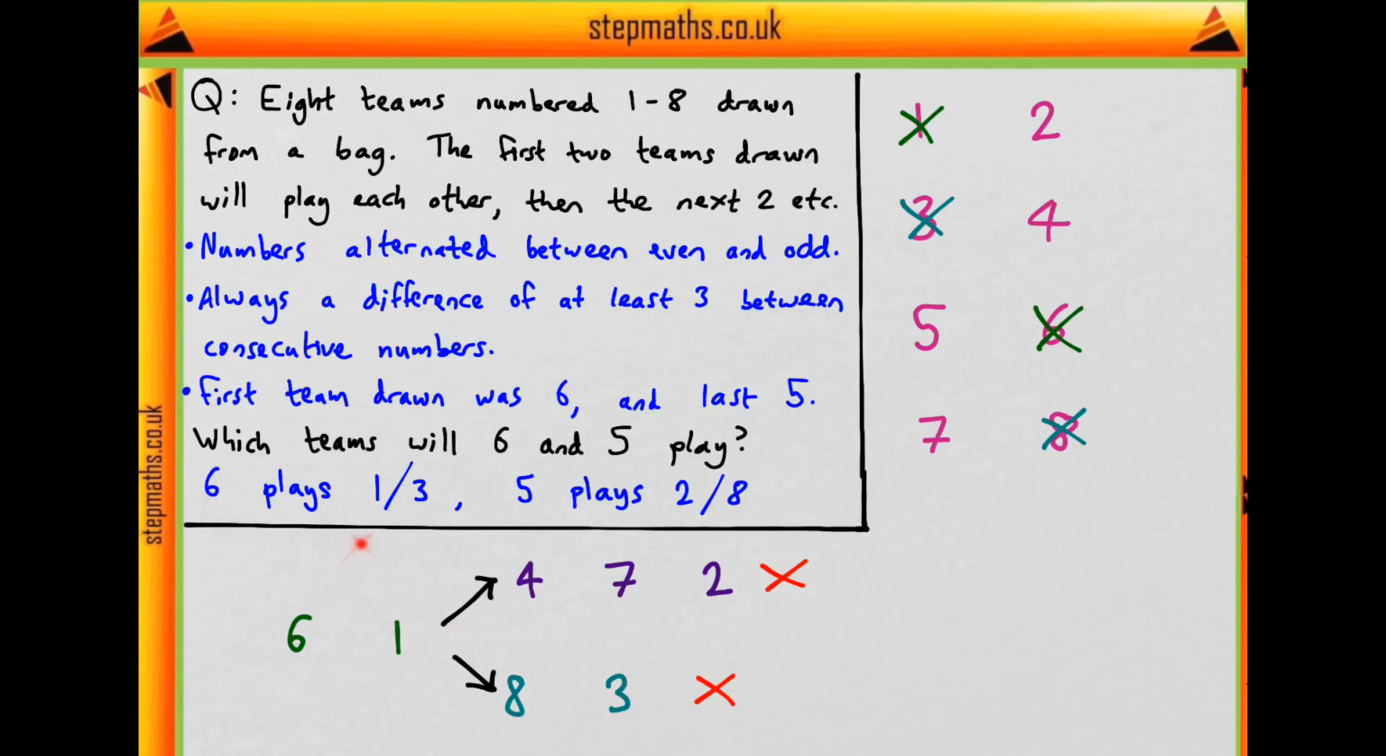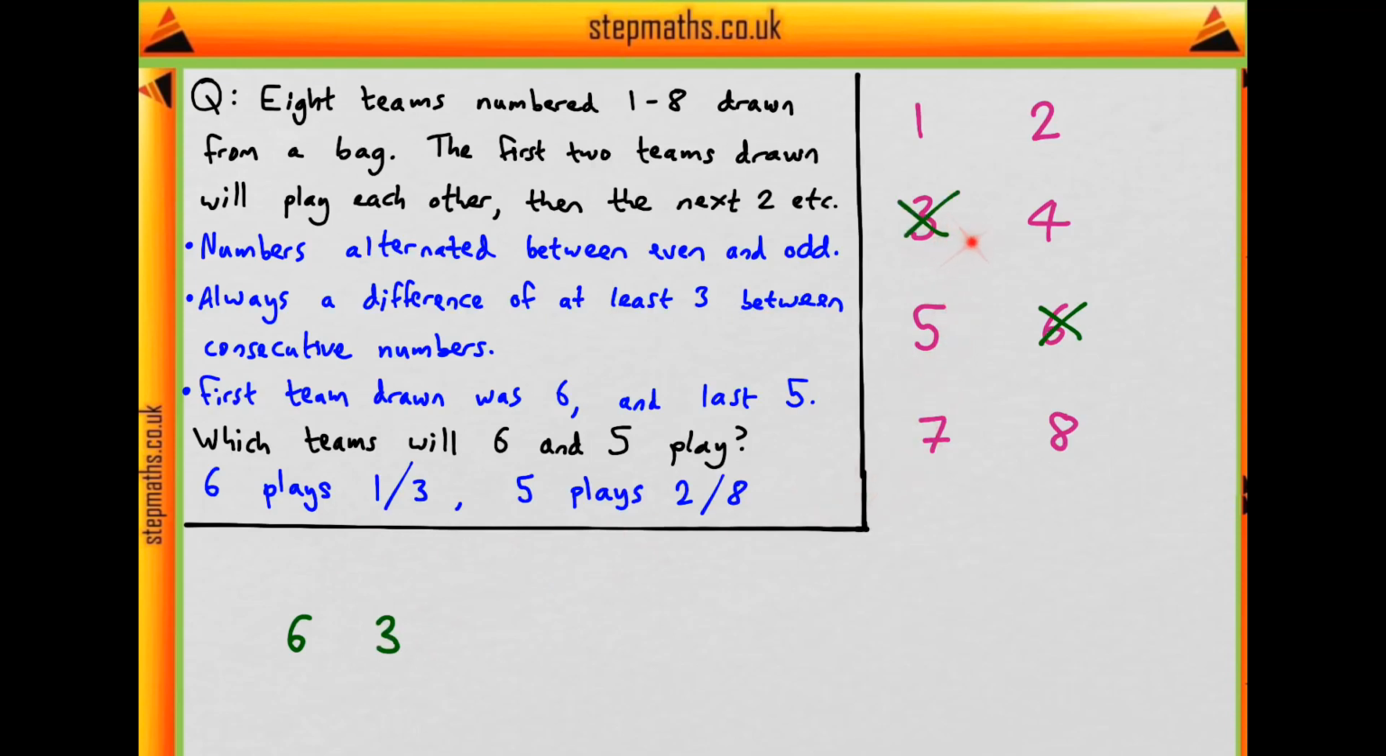So let's try 6 then 3. Now if our second number is 3, then where can we go from there? We can't go to 2 or 4 because they're too close, so that means we can only go to 8. Now where can we go from 8? So the ones that are far enough away are 5 and 1, but remember 5 has to be the last one, so it has to be 1.